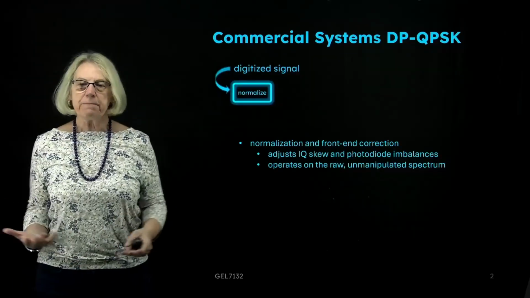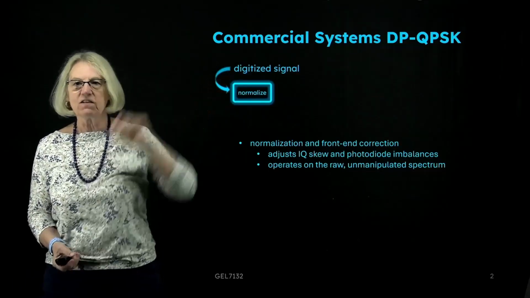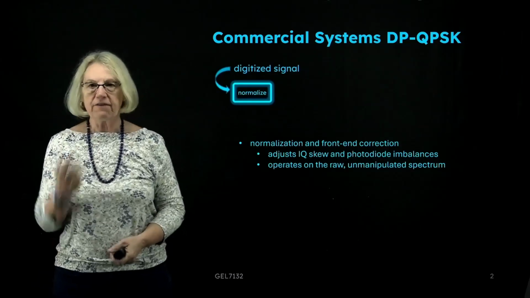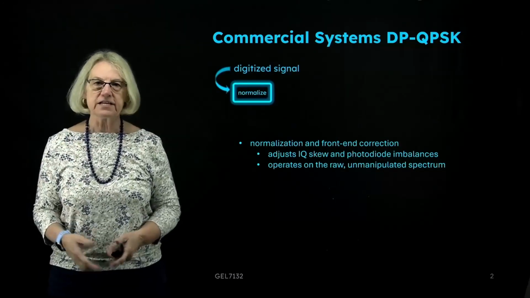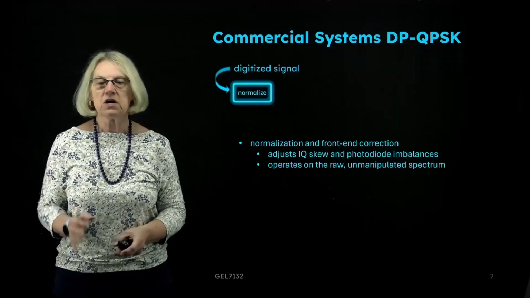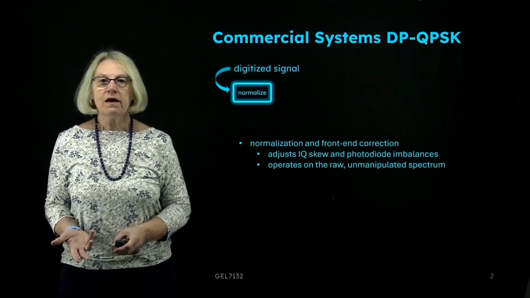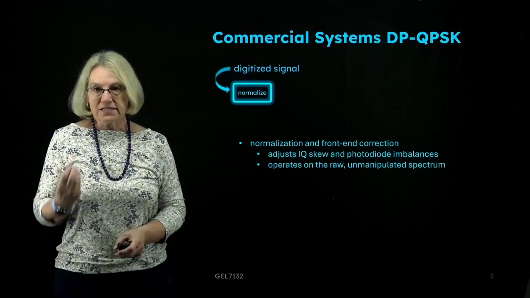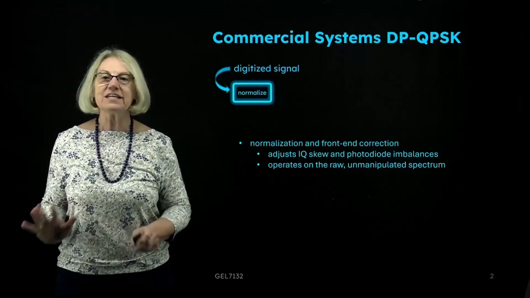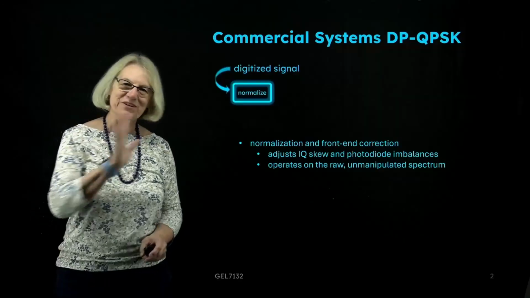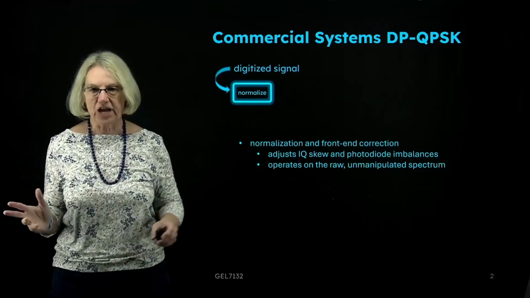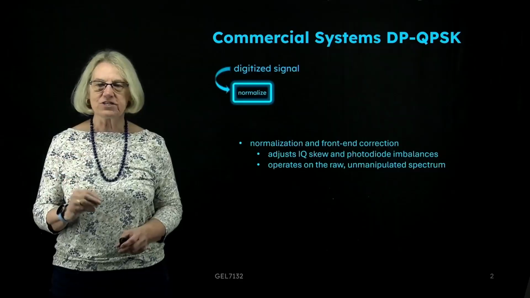So the first step is that we take our digitized signal and we normalize it. Very important to normalize it. For instance, if we have any known problems with our front end, like if there's IQ skew or an imbalance in the photodiodes, we can correct those right away. We're going to see lots of manipulations later on in this DSP chain, but this normalization is the easiest one.